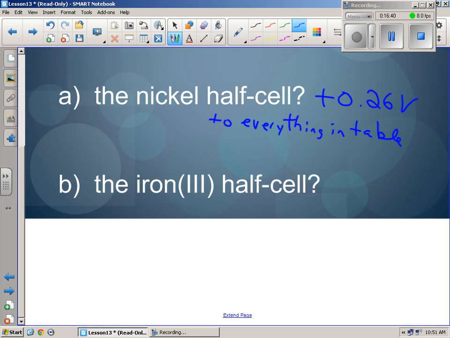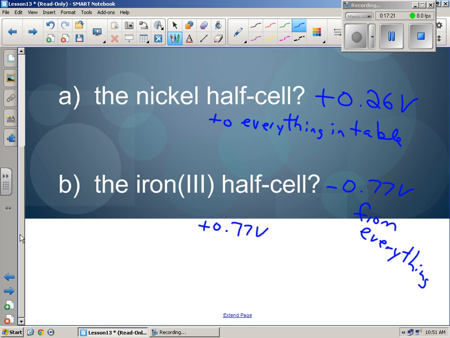What's the number that goes with the iron 3 half cell? It's what? Positive 0.77? Yes? Is that right? Well, once again, if I want to make that the reference half cell, and it's at 0.77, I have to drop it down to 0. How am I going to drop it down to 0? Well, I'm going to subtract 0.77 volts from everything on the table, right? And that would bring everything in line with the iron 3 half cell.